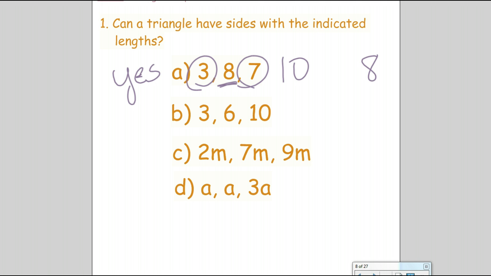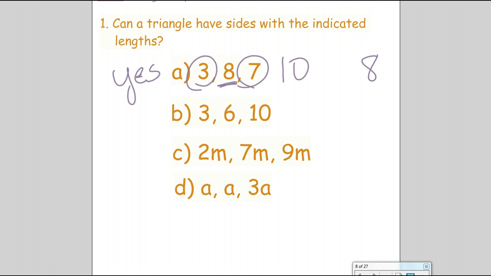I want you to do B, C, and D without saying the answers out loud. Go. Wait, where's D? Oh, I guess you just have to add D. That's our above and beyond one.